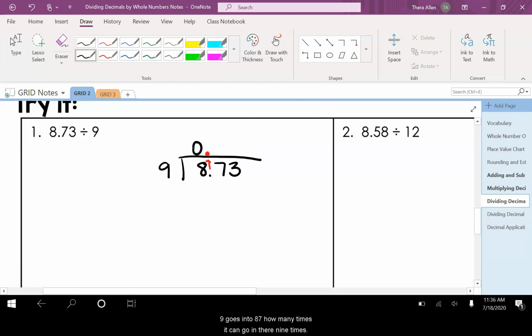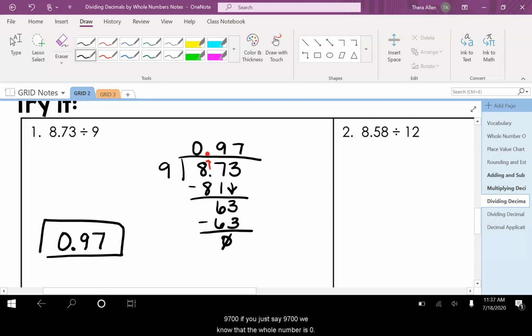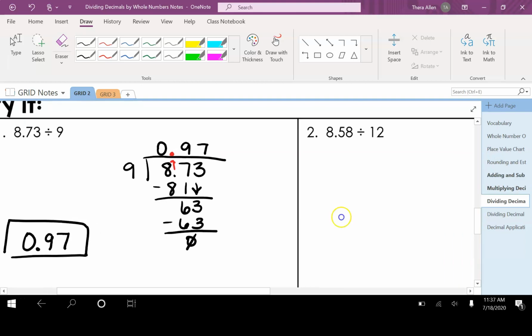9 goes into 87 how many times? It can go in there 9 times. 9 times 9 is 81. Subtract. And we're left with 6. And then we just bring down the 3 like when we're dividing with regular whole numbers. 9 can go into 63 7 times. 9 times 7 is 63. Subtract and we're left with 0. So our answer is 97 hundredths. And with this, you do not have to say 0 and 97 hundredths. If you just say 97 hundredths, we know that the whole number is 0.